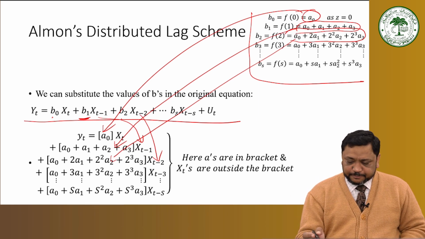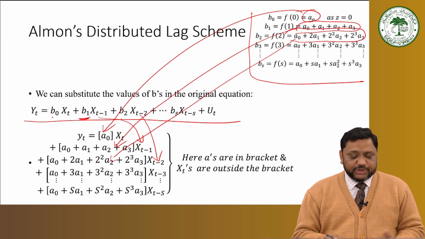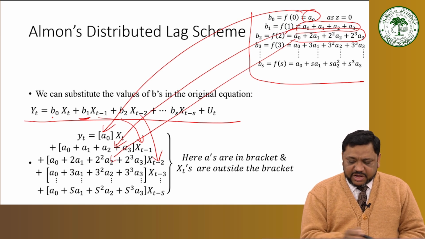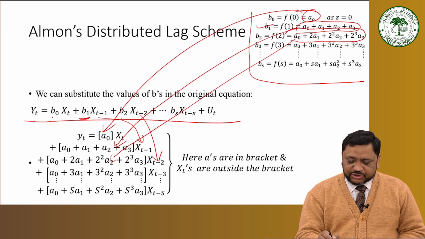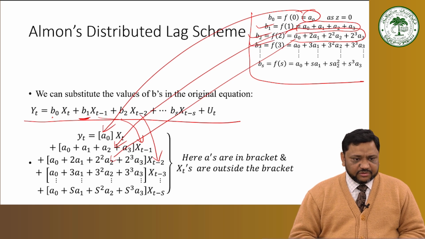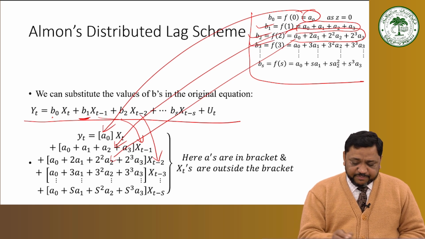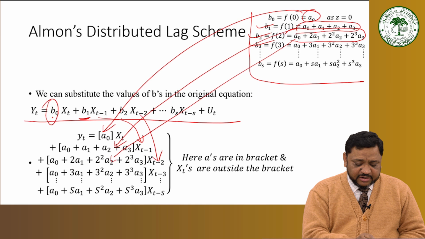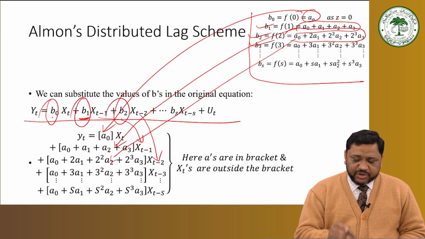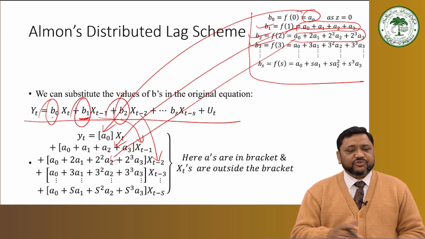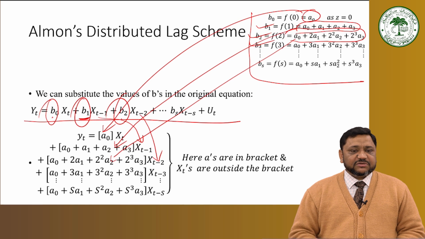I hope it's clear. We are simply substituting. In our previous slide, we did the calculation for B1, B2 and B3. Now B1, B2 and B3 are present over here, so we are just putting in the values of B1, B2, B3 and likewise. So we get the next system.